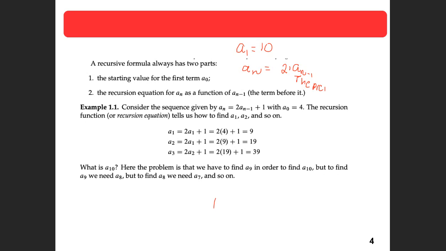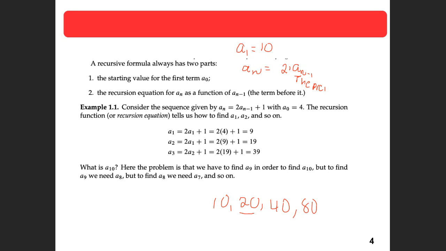So my first term is 10. If I want to get to my second term, I take 2 times my previous term. Well, my previous term would be 10. 2 times 10 is 20. So that would be your second term. If I wanted to find the third term, I would do 2 times the previous term, which is 20 now. So that would give me 40. If I wanted the next term, I'd go 2 times 40, which is 80. So with a recursive formula, you need to know the term directly before it to come up with the next term.